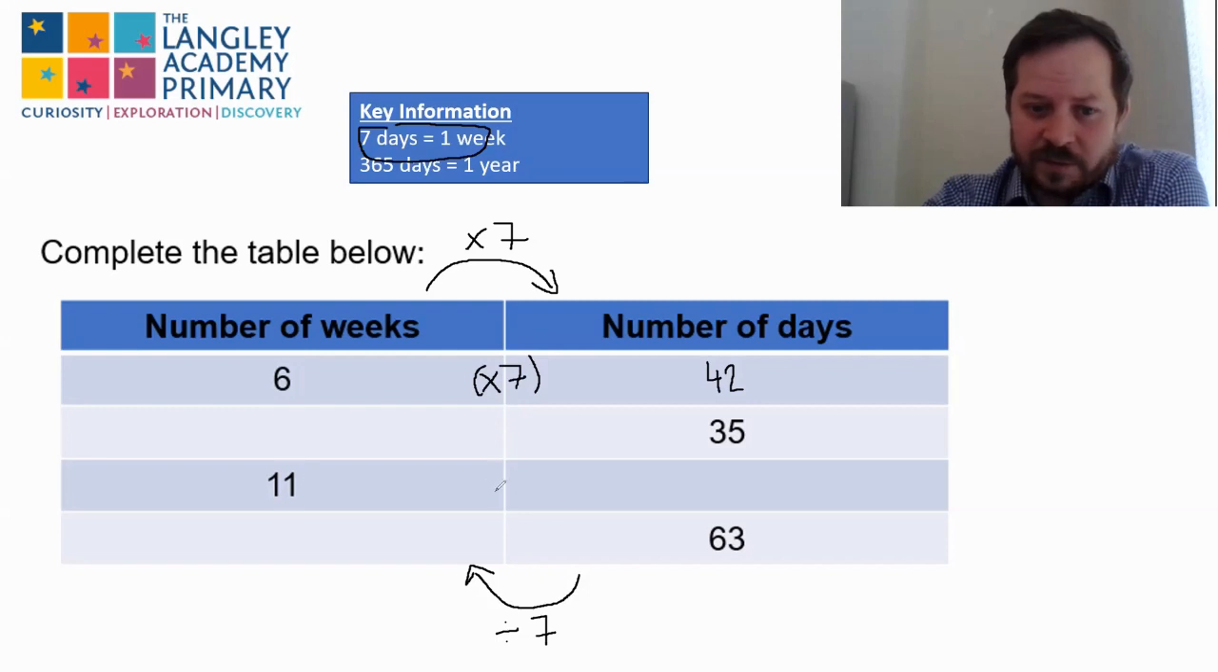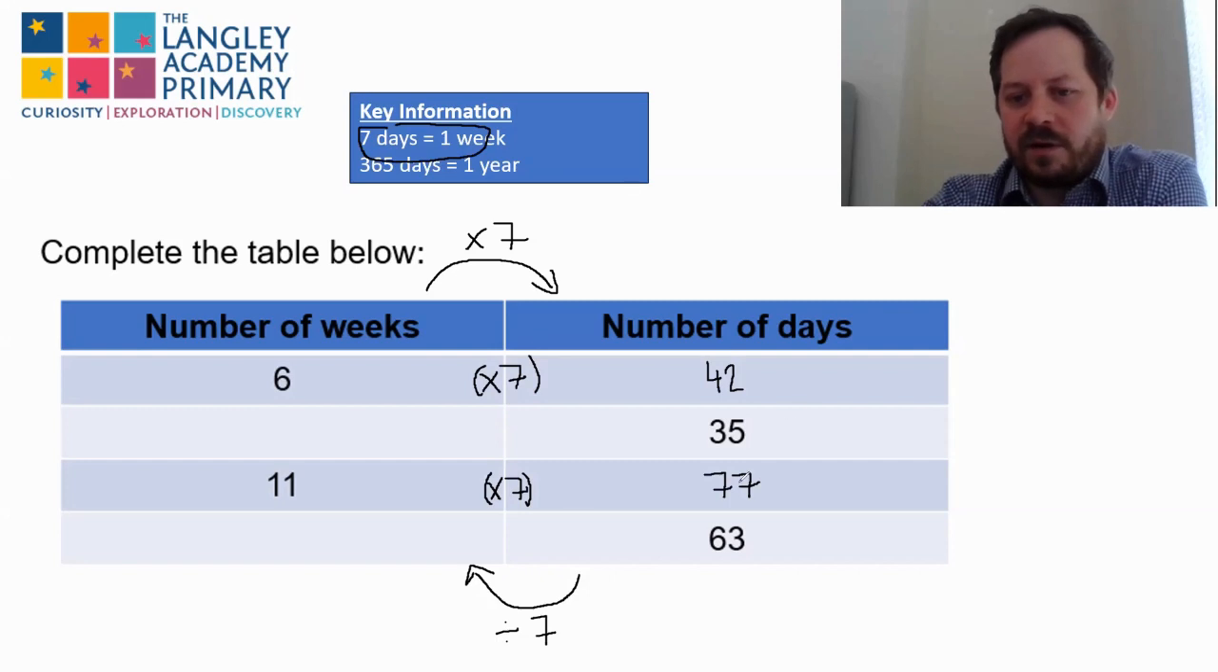We have a number of weeks. So we're going to times it by 7. And that will give us how many days? 11 times 7 is 77. So in 11 weeks, there are 77 days.